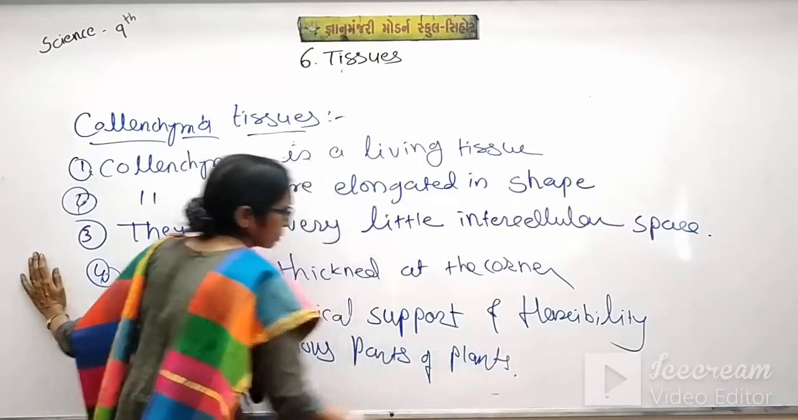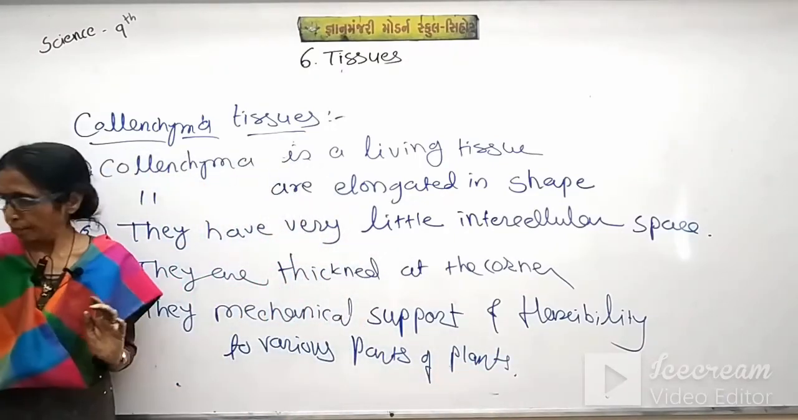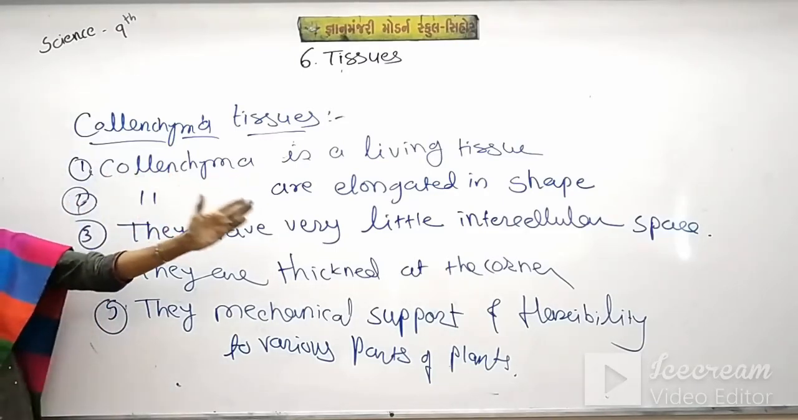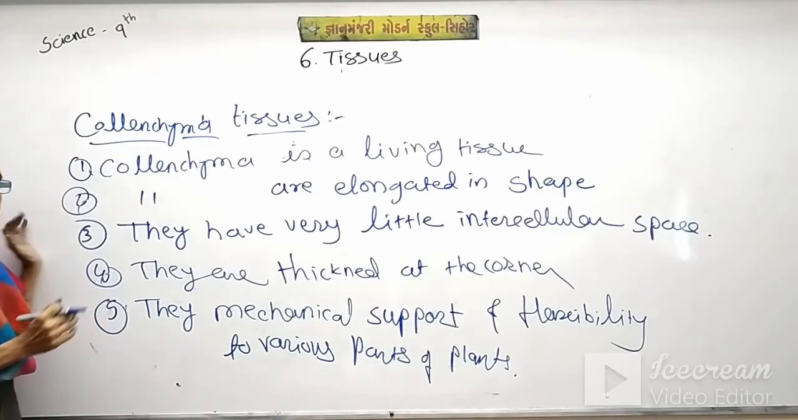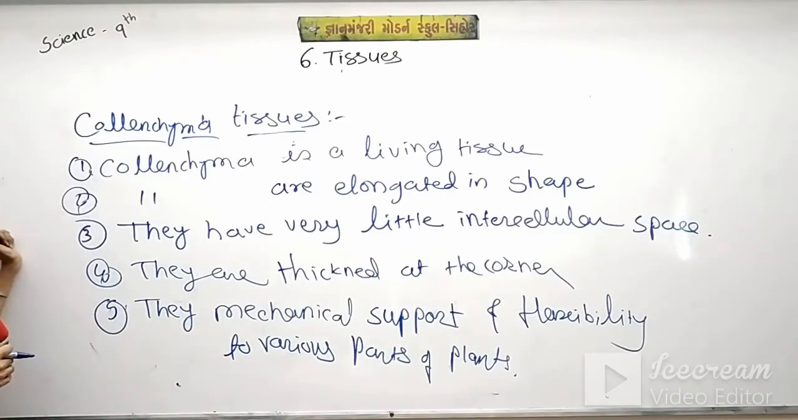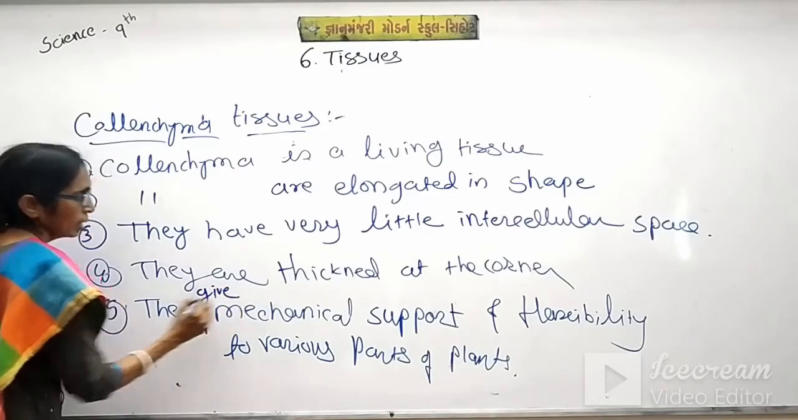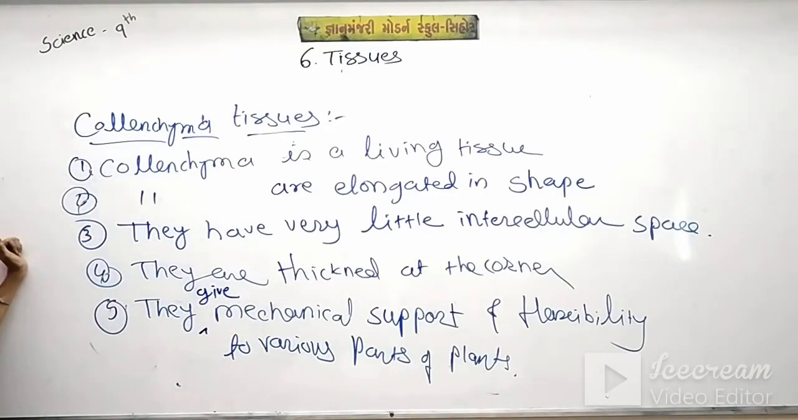These are also simple permanent tissue. They are living tissue. Collenchyma are elongated in shape. They have very little intercellular space. They are thickened at the corners. They give mechanical support and flexibility to the various parts of the plant. Now students, the third type is sclerenchyma.